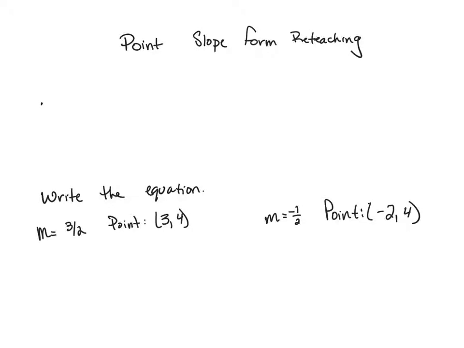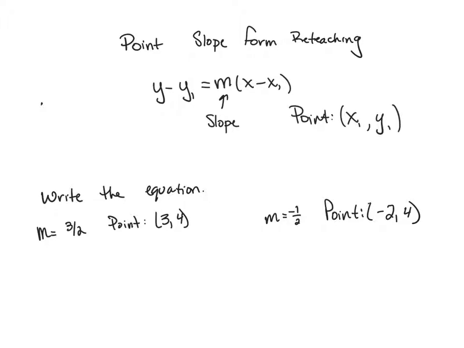So last week you looked at point slope form. We're going to spend a little more time today just looking at that and reviewing it. If you remember from last week, point slope form is y minus y1 equals m times x minus x1. Remember that m is still your slope, right? And then you have a point on the graph, which is that x1, y1.